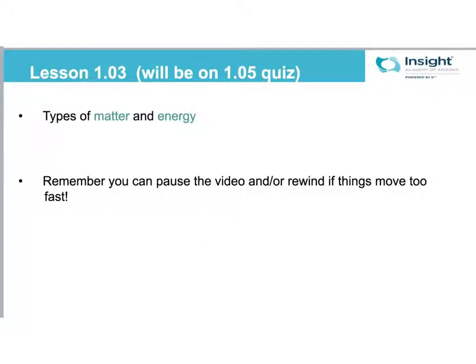Alright, so this is the recording for lesson 1.03, the other lesson that is predominantly on the 1.05 quiz. This one focuses in on types of matter and types of energy, and making sure you can distinguish those two.